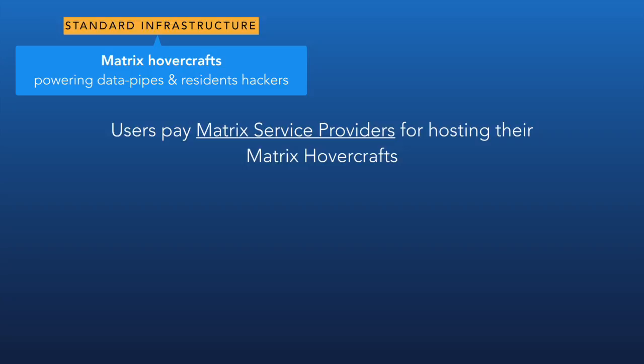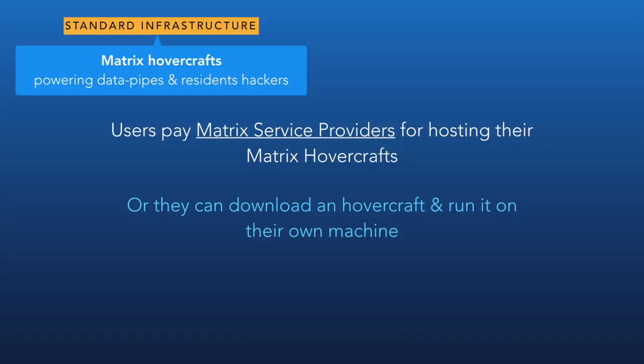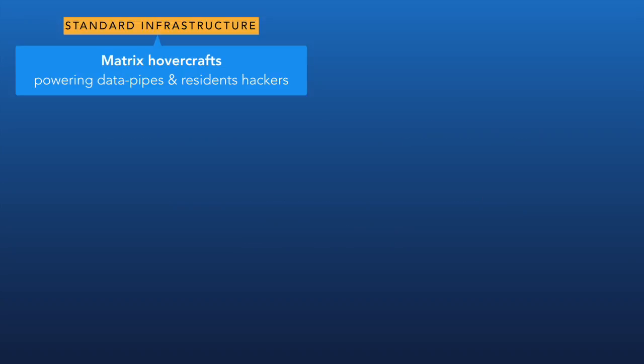So users pay something called the matrix service provider for hosting matrix hovercrafts for them. Another option is they can just download and run hovercraft on their own machine for free. So these are the matrix hovercrafts that power the data pipes and resident hackers that modify the matrix.